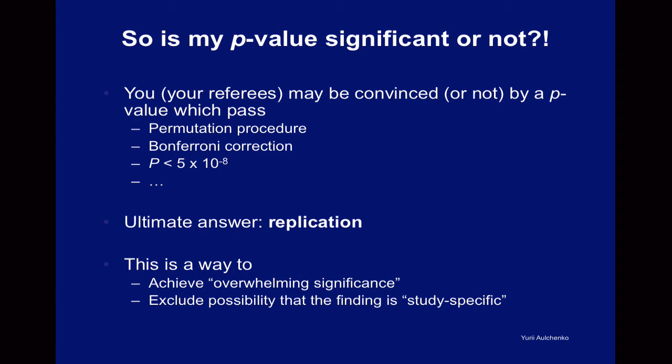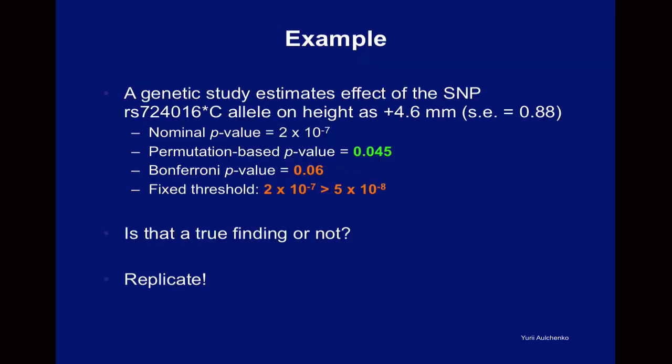Replication is the way to achieve a really good significance, and by doing this replication in an independent sample, you exclude the possibility that your results are specific to your study population, or that there was something very special in your design. So if you want to generalize your finding and make it stronger, you definitely want to do replication, and replication is indeed considered a must in current genetic discovery procedures.